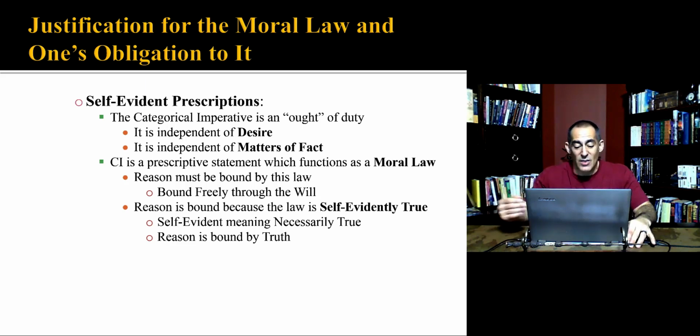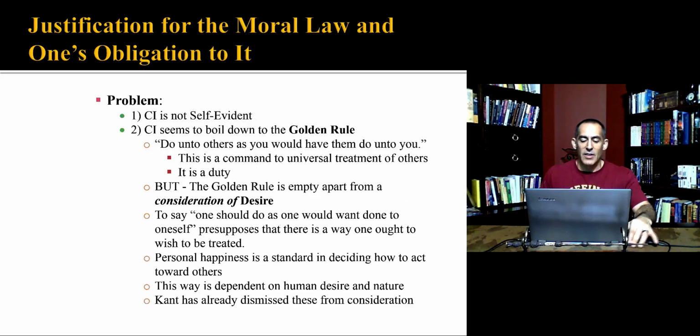Self-evident meaning necessarily true. It cannot be false. And reason, of course, is concerned with truth. That's generally what it pursues. So is it right? Is Kant right that the categorical imperative is just self-evidently true? And I think that's where we got one problem that we need to discuss. I don't think it seems self-evident on the surface. The categorical imperative isn't. The second thing we said is it boiled down to the golden rule, right?